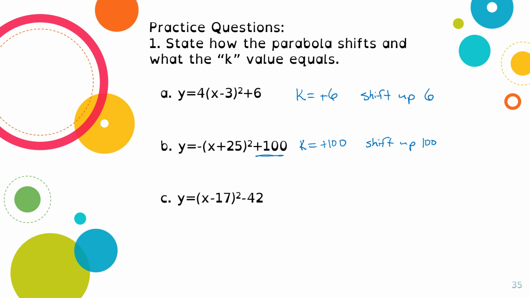C equals, for letter C, y equals (x minus 17) squared minus 42. Again, we're looking at this value outside of the brackets, which is our k value. So k equals -42. So it's negative this time, which means that we are shifting down, and it's 42 units.